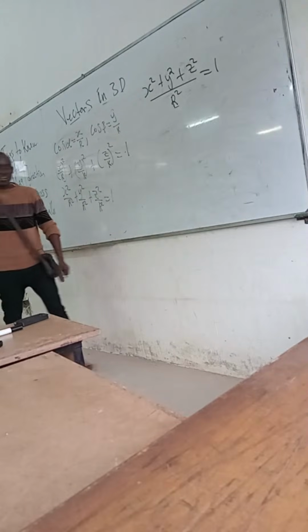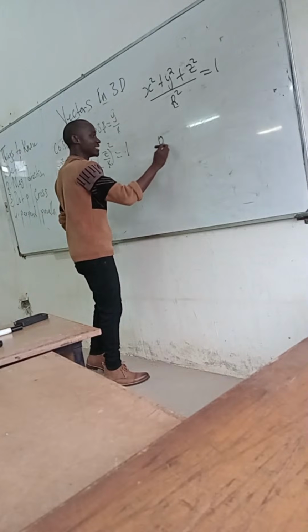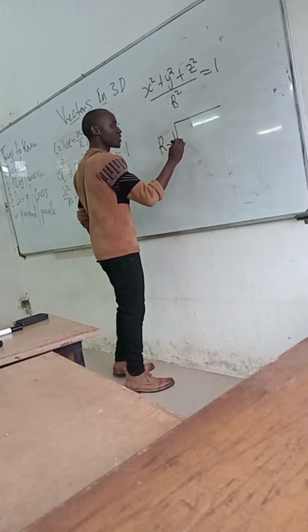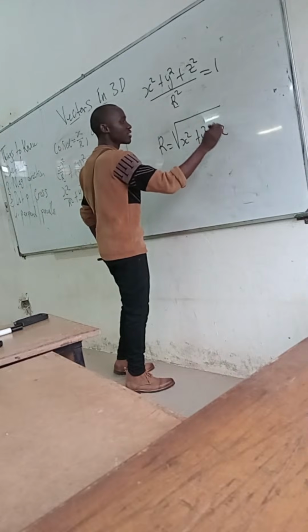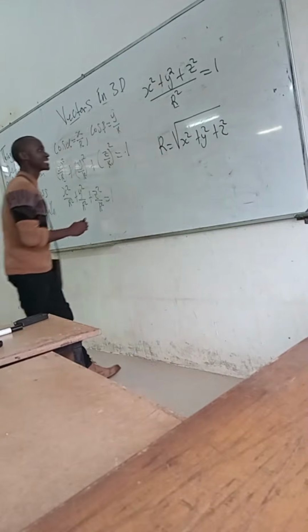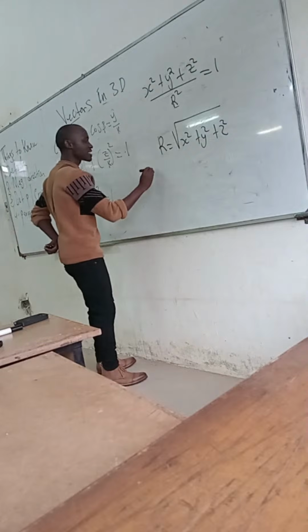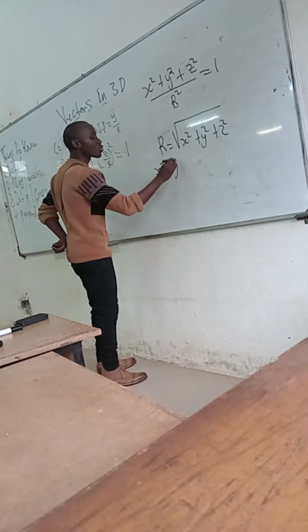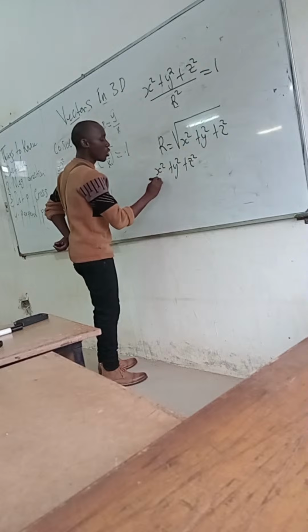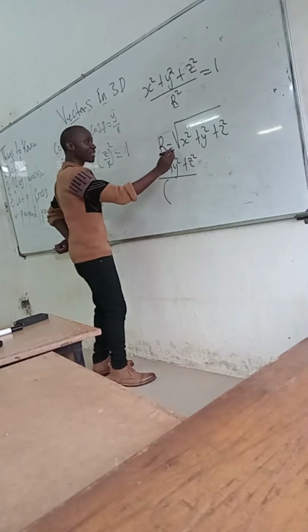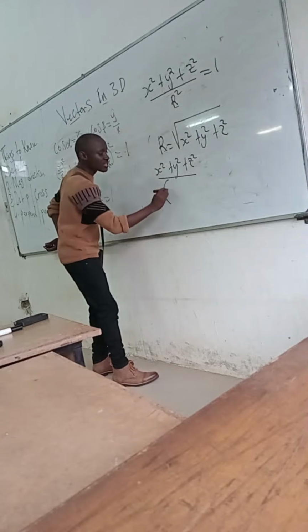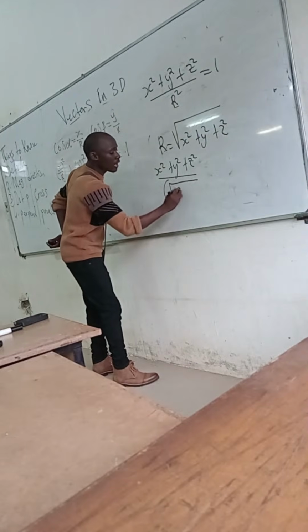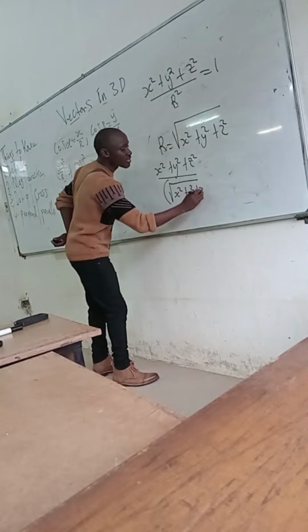Resultant. How do you find the resultant? Resultant equals what? x squared plus what? Plus what? Now let's substitute. So that means x squared plus y squared plus z squared over... Now remember, this r, everything is squared, like there is r squared. That means the square root of x squared plus y squared plus z squared.